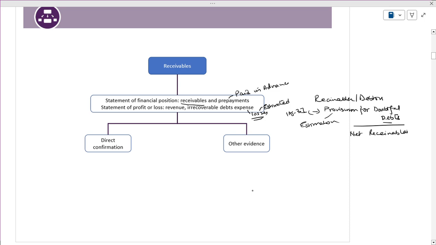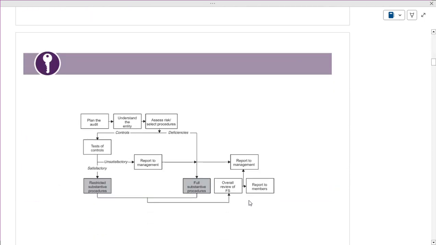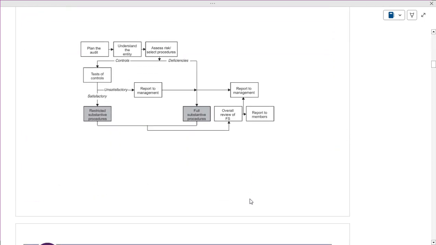You will get direct confirmation from the external parties, your clients, and you will have other evidence which you are going to generate internally. Is that the same thing? We are talking in terms of substantive procedures, but here we are talking about substantive procedures in terms of receivables.